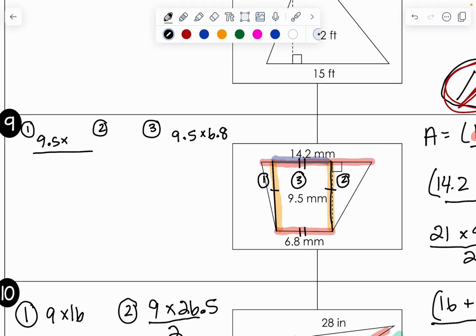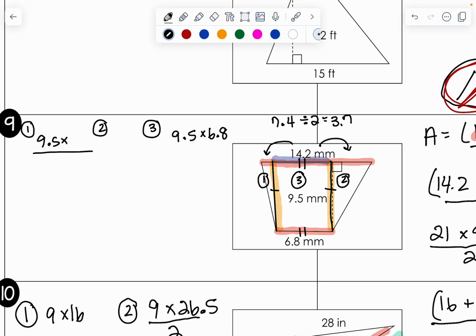Okay, it's also what I'm going to subtract from my 14 2/10 so that I can find the two measurements that are on either side of that blue line. So I'm going to take 14 2/10 minus 6 8/10, and I got 7 4/10, and that is for both sides because I like to treat them as equal. I'm just going to divide that by 2 so that I have what those individual sides would be. I got 3 7/10.